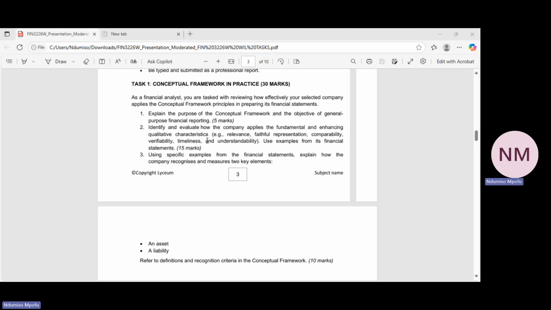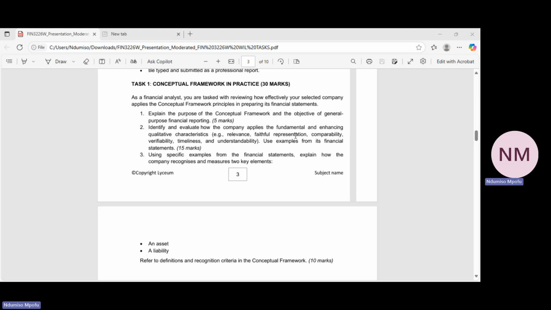So what you're going to do, you now explain how the financial statements that you have submitted have been faithfully represented, or comparability. Let me just explain comparability just to give you an example, because it's a term that I believe everyone understands.